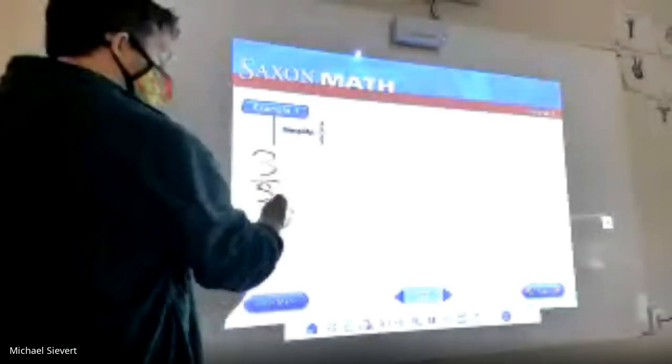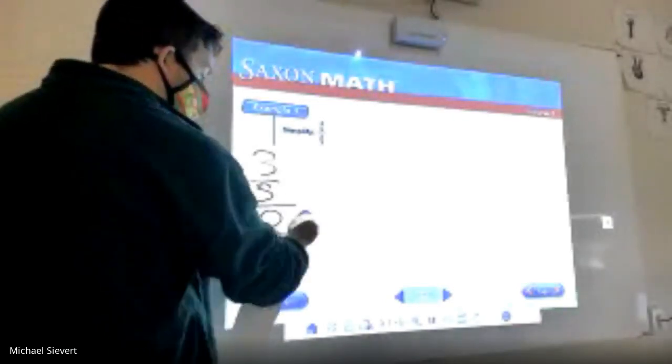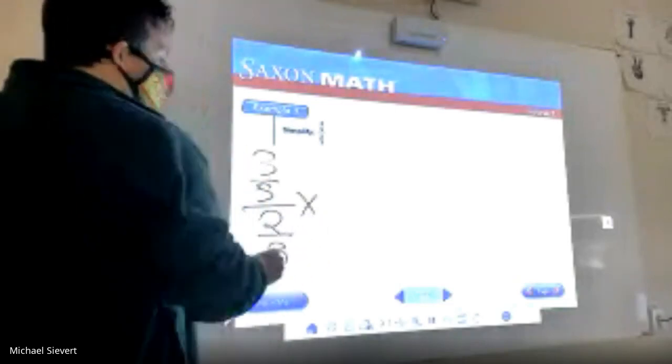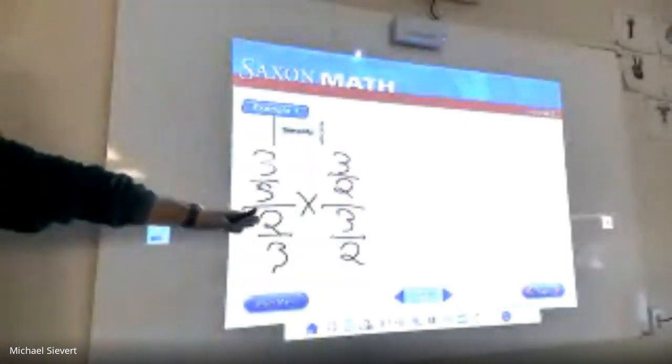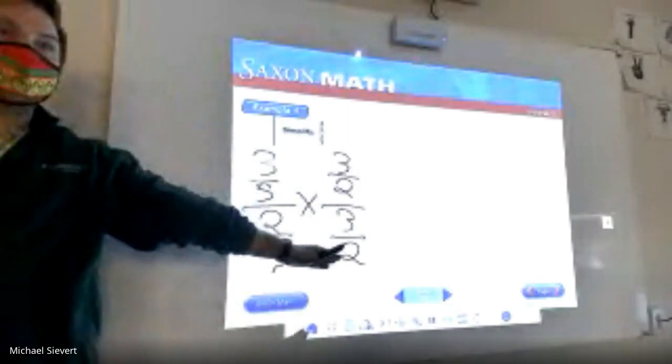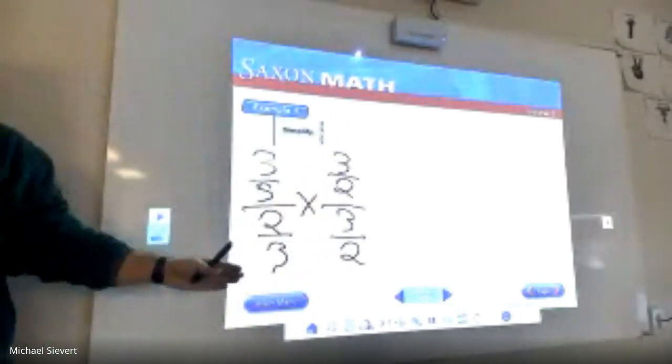Three-fifths over 2/3 times 3/2. And like I was saying before, you're going to use the same reciprocal. You're going to multiply the top and bottom by the same reciprocal. That's whatever the denominator is.